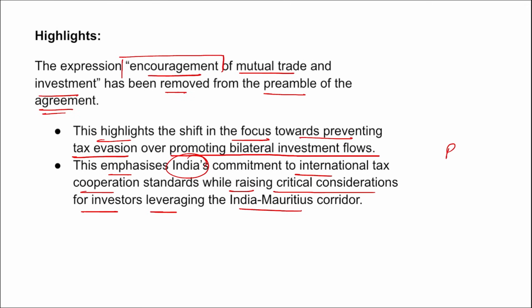Apart from this, there is a PPT. PPT is your principal purpose test, and this has been incorporated in this agreement. And what is this? The tax administration can deny the tax treaty benefit if the principal purpose of the action undertaken by the taxpayer was to obtain a benefit. That means if you just want to take a benefit out of it, then you will be opted out from this particular scheme. And the aim here is to reduce tax avoidance by ensuring that the treaty benefits are only granted for transactions with a bona fide purpose.